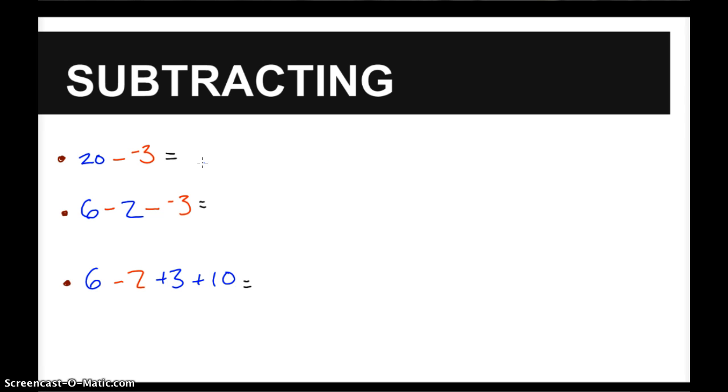All right, so I have 3 problems here that I'm going to try to solve and just see how this new information can be played out and applied here. I have a positive 20 and I'm subtracting a negative 3. I'm doing the opposite of taking 3 away, so that means I'm actually going to add 3. 20 plus 3 in this case is going to be 23.